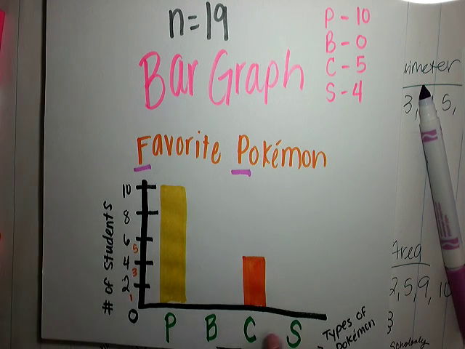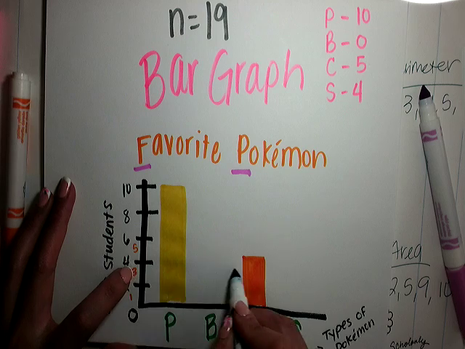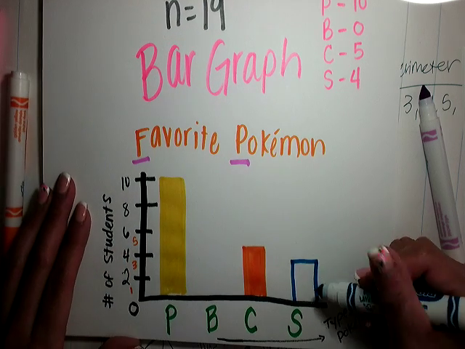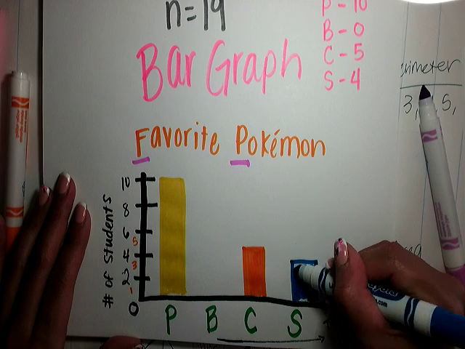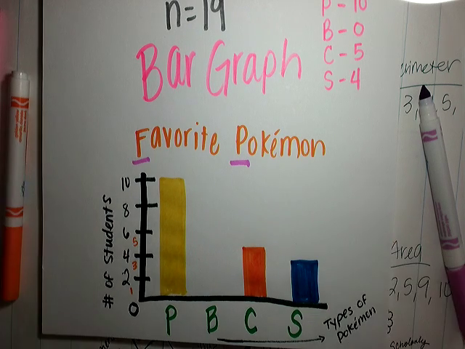And then for Squirtle, I'm going to be using blue. And for Squirtle, we had 4 students pick Squirtle. So I'm going to go right on the 4, come over here, draw that, and then I'm going to color that in. So right here, this is how you make a bar graph.